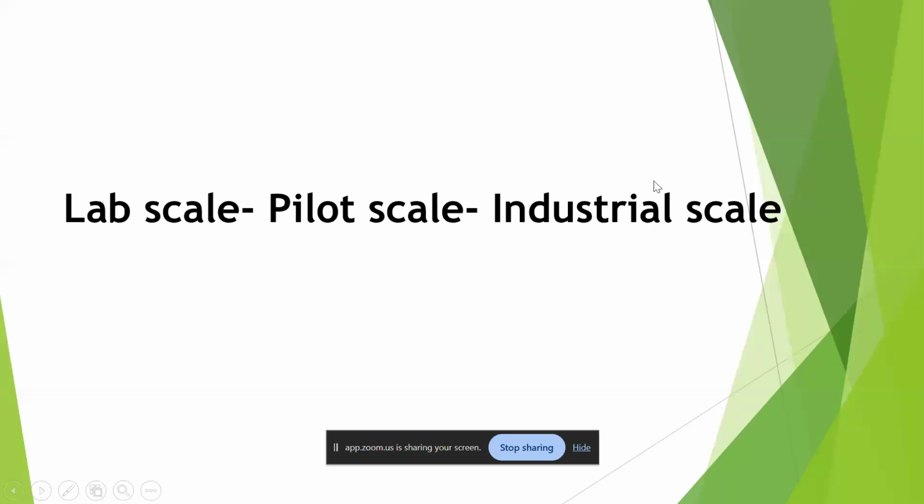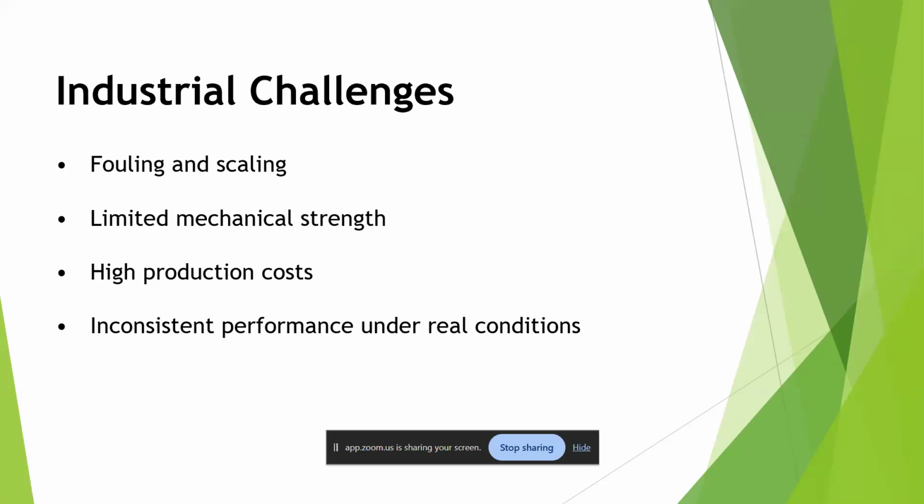So the lab scale, pilot scale, and the industrial scale. Apart from this plasticization and physical aging, the other challenges in industry that the membrane makers will face. The most important thing is the fouling and scaling associated with that.